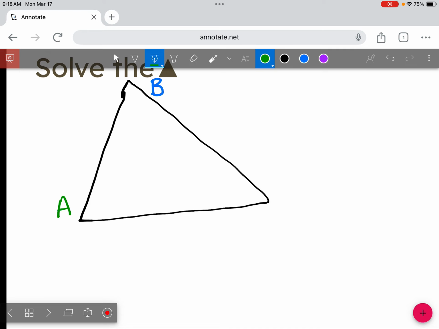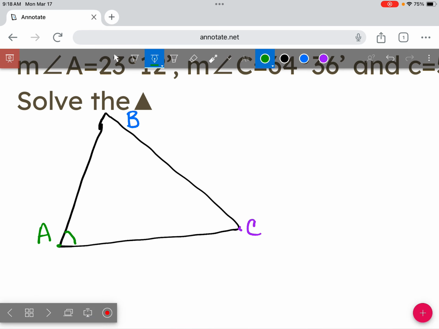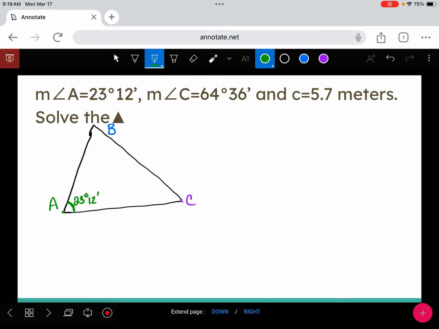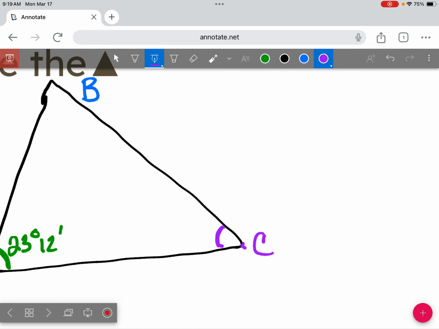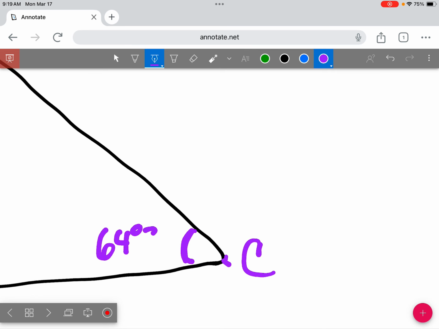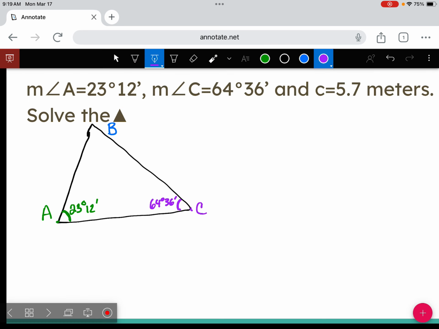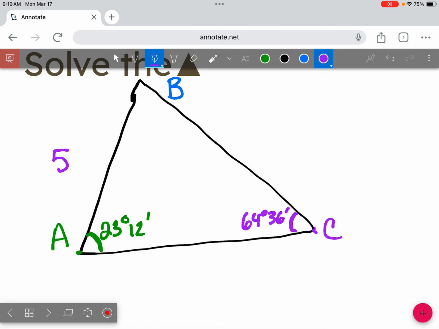I'm going to name this point over here our A. I'm going to do this one a C. It genuinely does not matter if your points are in a different spot than mine. So we know that our measure of angle A, that's also known as our alpha, that's this guy over here, is 23 degrees and 12 minutes. Our angle C, that's also known as our gamma, is 64 degrees and 36 minutes. And we know that side C, which is opposite to that angle, is 5.7 meters.